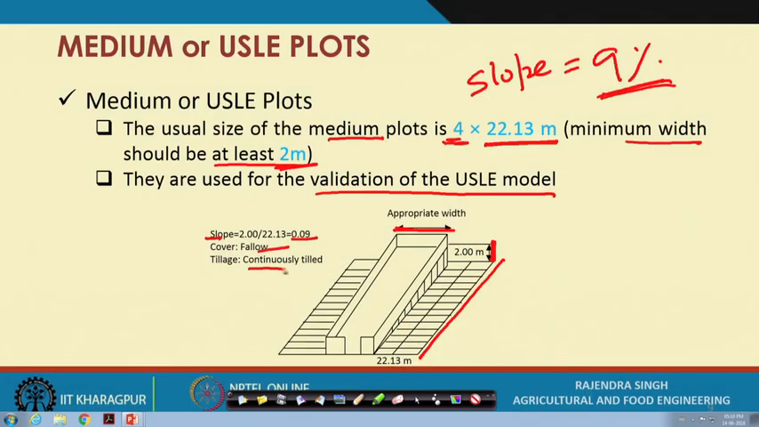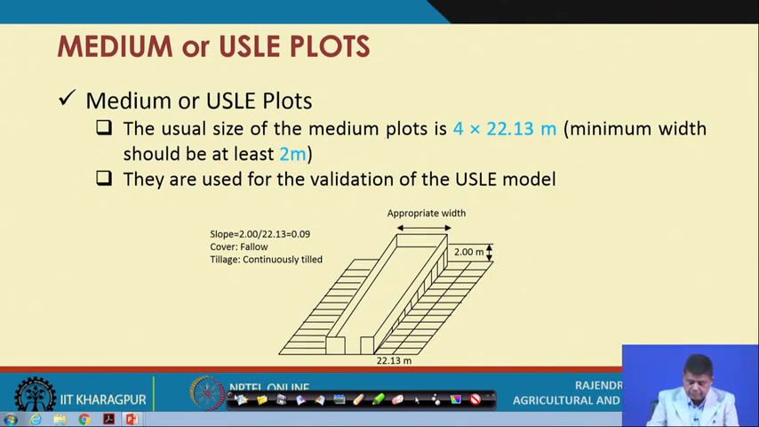And other requirements are that the cover is fallow, that there is no cropping done over these plots, and tillage is continuous. So, they are continuously tilled, with some kind of tillage operation done in the up and down slope direction, but no cultivation takes place. So, these are the requirements of standard USLE plots, and it is called medium when the width is between 2 meters to 4 meters. So, this is the second kind of plot.